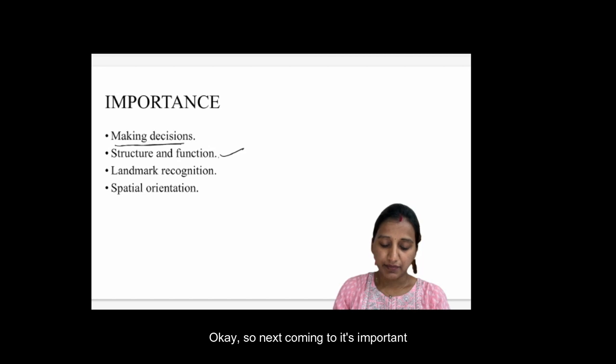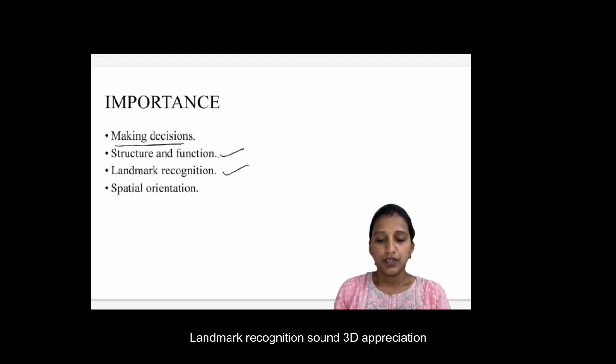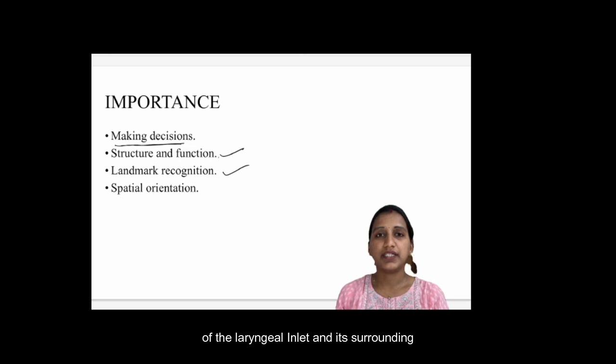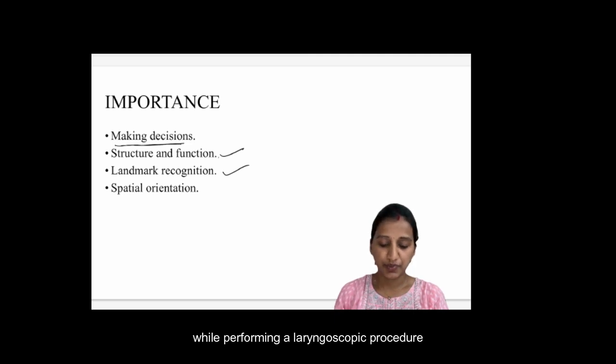Okay, so next, coming to its importance, landmark recognition. Sound 3D appreciation of the laryngeal inlet and its surroundings is very important for optimal laryngoscopic performance. Anatomic structures adjacent to the glottic opening, such as the epiglottis, the paired arytenoids, and the interarytenoid cartilage, all help to provide a roadmap to the cords. So knowing and being able to identify these structures is very important while performing a laryngoscopic procedure.